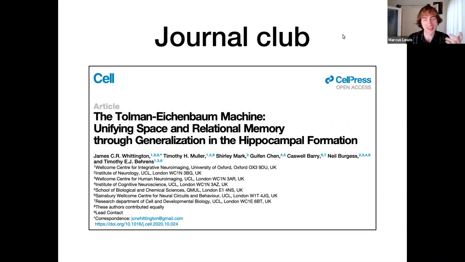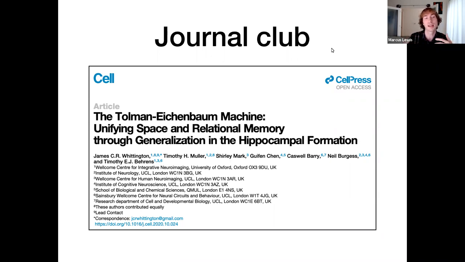We're doing a journal club on this paper. Sorry, we're just kind of jumping into this. The journal club is on this paper that came out in November, though different versions of it have been out there for the past couple of years, but it all culminated in this paper, the Tolman-Eichenbaum Machine.